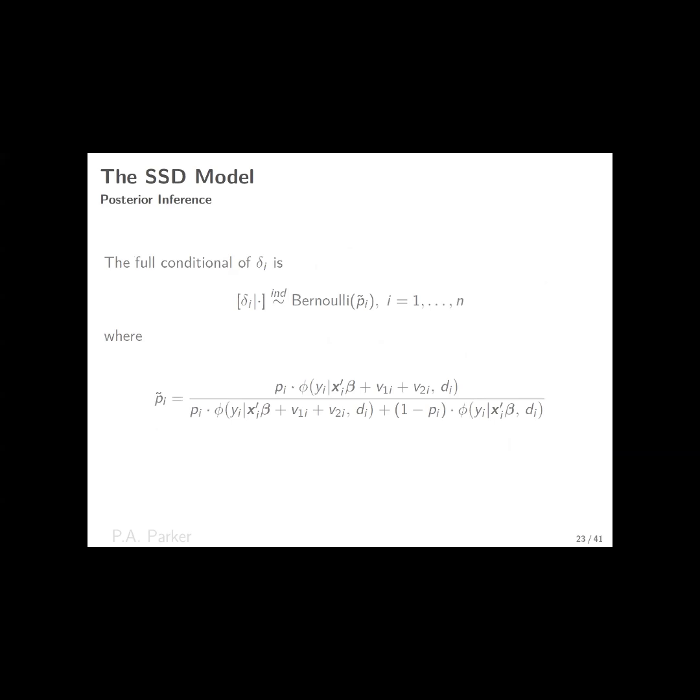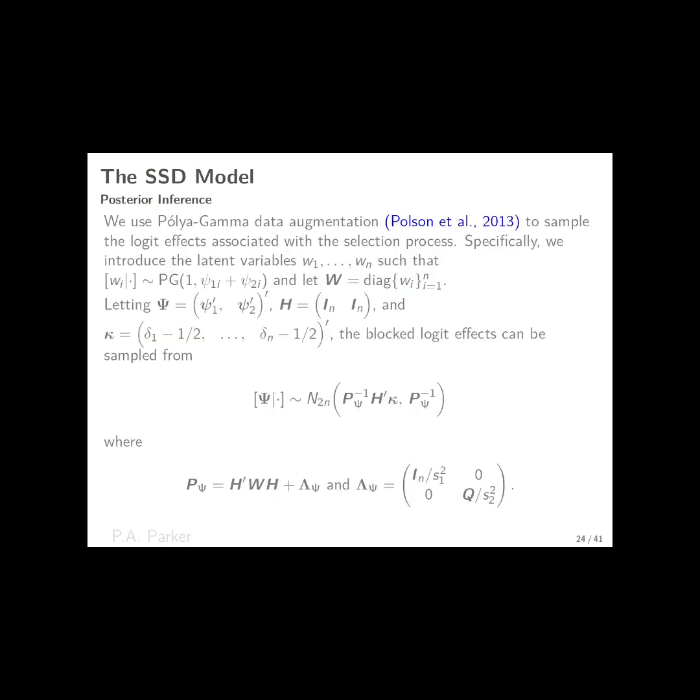The full conditional for those indicators themselves, delta, is going to be Bernoulli with this probability p tilde given here. So again, pretty straightforward to sample from that. The only one that's a little bit tricky is those logit effects. They're not conjugate, but we're able to use Polya-gamma data augmentation here. So essentially, we introduce these latent variables W for every area. And then the full conditionals for those W are going to be Polya-gamma with these parameters 1 and then psi1 plus psi2. So we can update those in a straightforward manner.